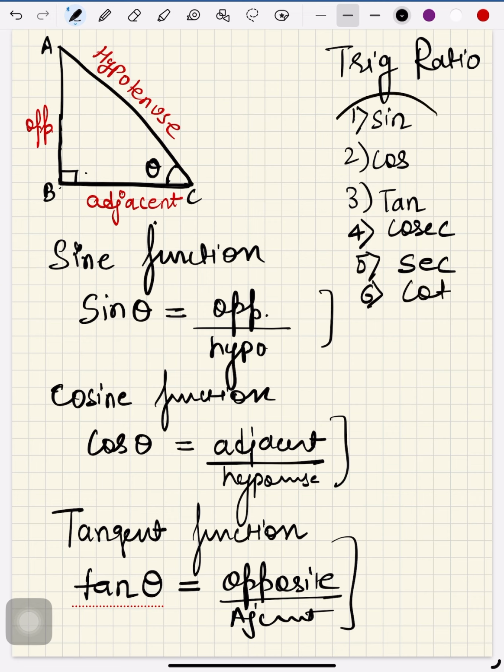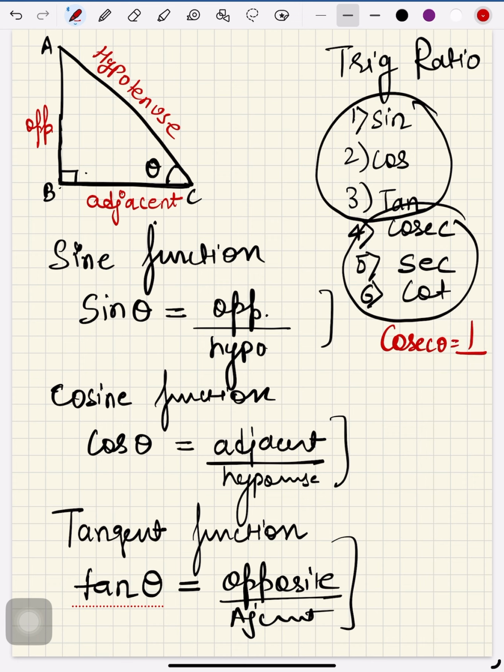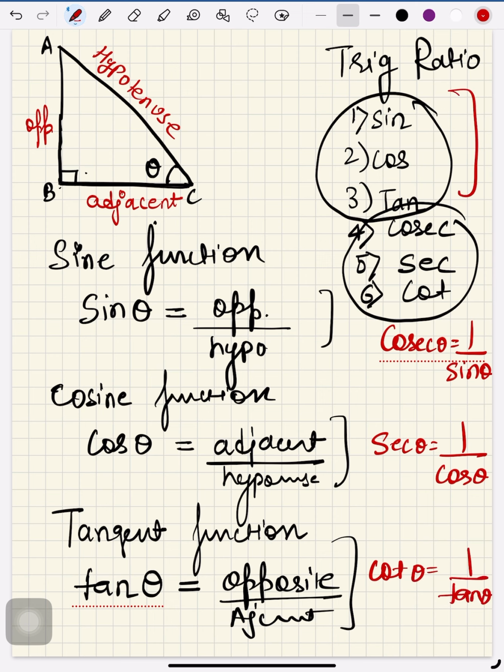I told you the formula for these trigonometric ratios. Why don't we do these? Because these are actually the reciprocals of those. This cosec theta is the reciprocal of sine theta. So if sine theta is opposite over hypotenuse, cosec theta is just 1 over sine theta. And sec theta is just 1 over cos theta. And cot theta is equal to 1 over tan theta. So you need to remember these three and you can form the other three.